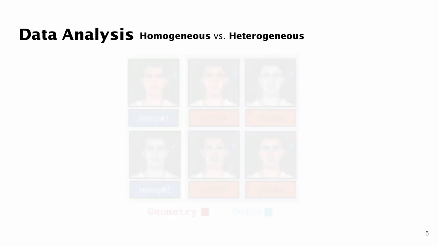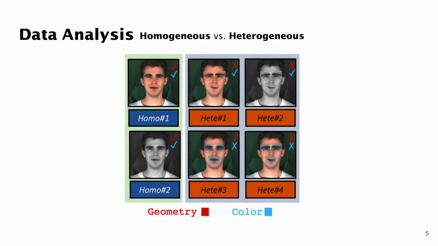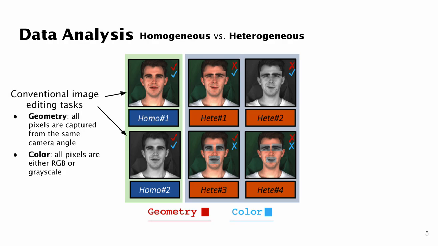We analyze the data in terms of homogeneity and heterogeneity. Our data is different from the data in conventional image editing tasks, where the images are usually homogeneous in terms of the geometry and color, meaning all pixels are captured from the same camera angle and all pixels are either RGB or grayscale. We call those types of image data homogeneous images.